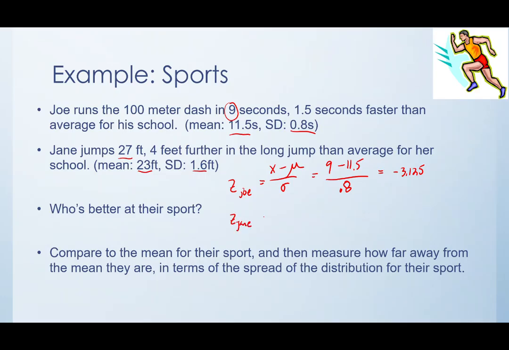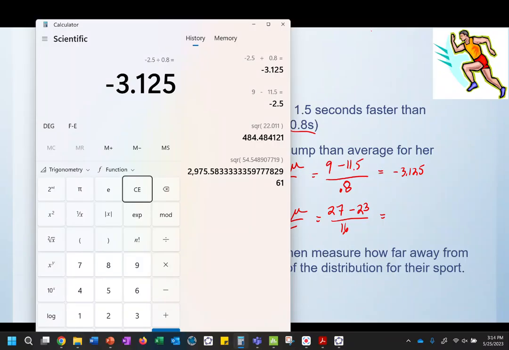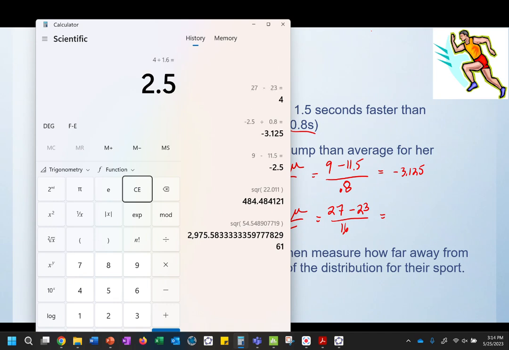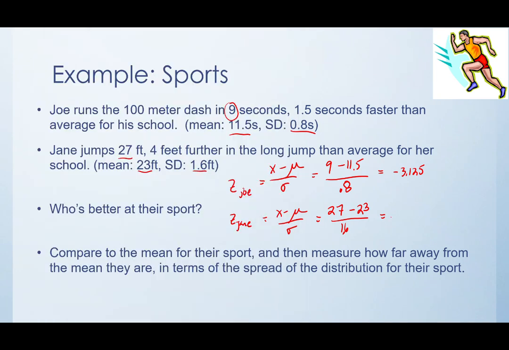Now Jane, on the other hand, she jumped 27 feet for a mean of 23 and a standard deviation of 1.6. And the trusty calculator is going to tell us, let's see, clear. So 27 minus 23, of course that's 4, divide by 1.6, we're going to get 2.5. Okay, so which one's better?